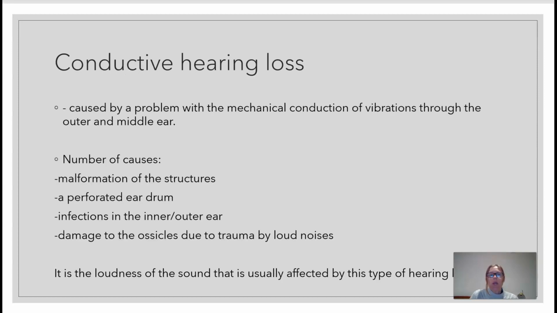So when we're looking at our conductive hearing loss, it's often due to a problem with the mechanical conduction of the vibration. So the vibrations are struggling to get through to the inner ear to be sent to the auditory nerve and up to the brain for interpretation. It's struggling to get through either the outer ear or the middle ear to get to the internal workings of the ear. That can be due to a number of reasons, and it might just be that there is a malformation of those structures.